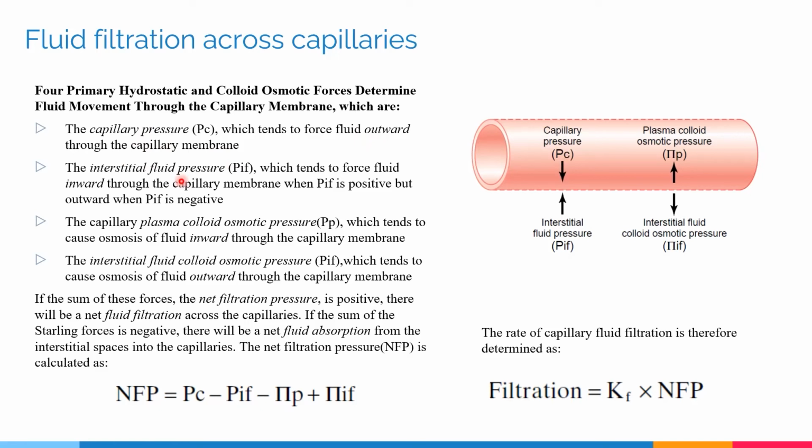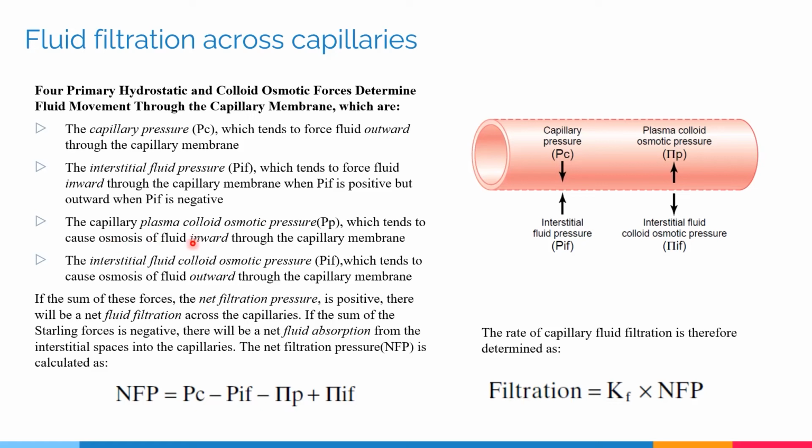Next is the interstitial fluid pressure, which is the pressure exerted by the interstitial fluid, which tends to force fluid inward through the capillary membrane if PIF is positive. So if the interstitial fluid pressure is positive, then it tries to push the interstitial fluid into the capillaries. Whereas if the PIF is negative, the fluid or substances try to move into the interstitial fluid itself.